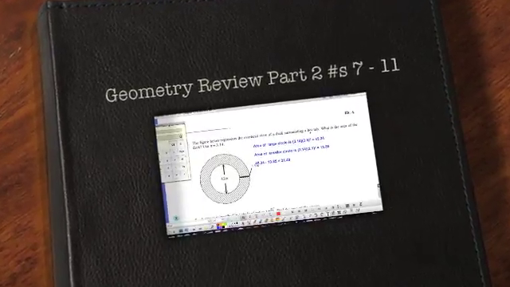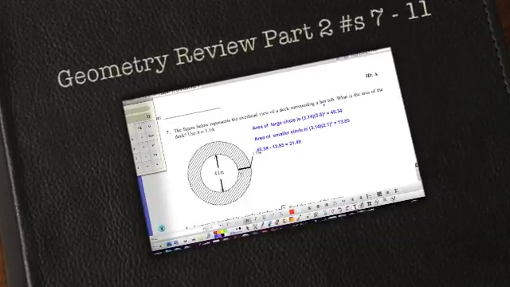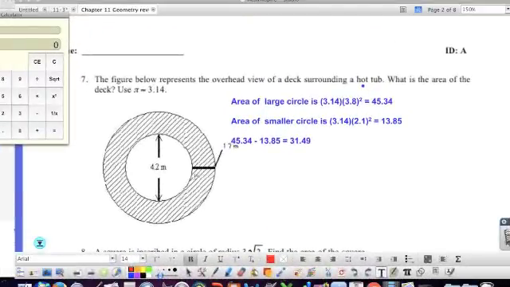Second page of problems on the geometry review. Number 7, this figure shown below is an overhead deck view of a deck with a surrounding hot tub. What is the area of the deck? So the area of the shaded portion.